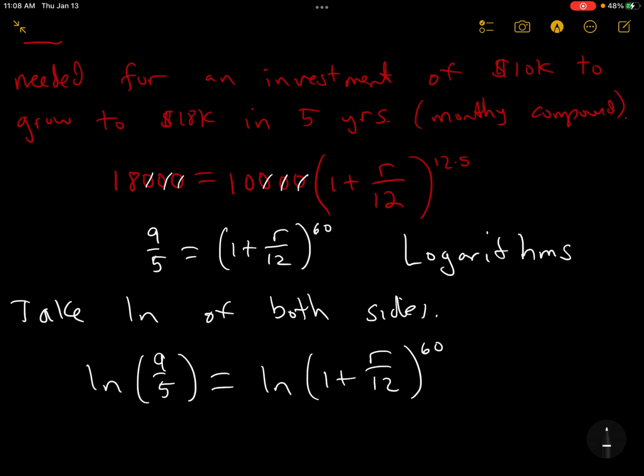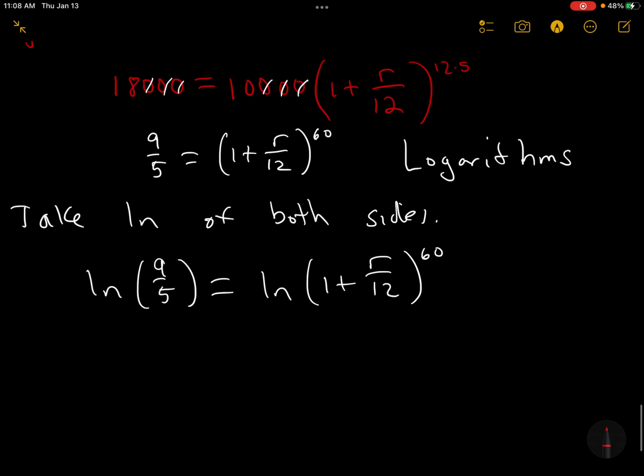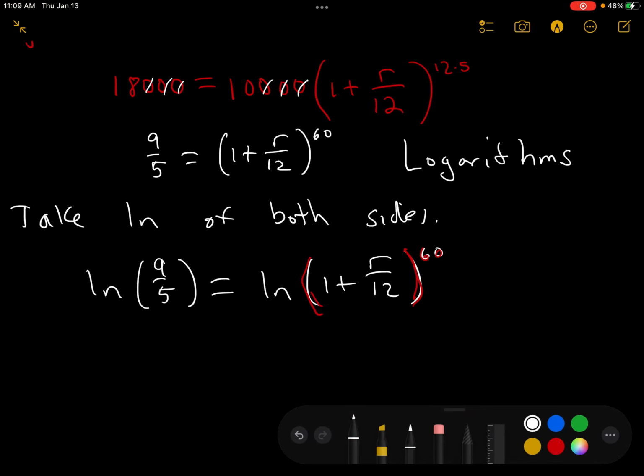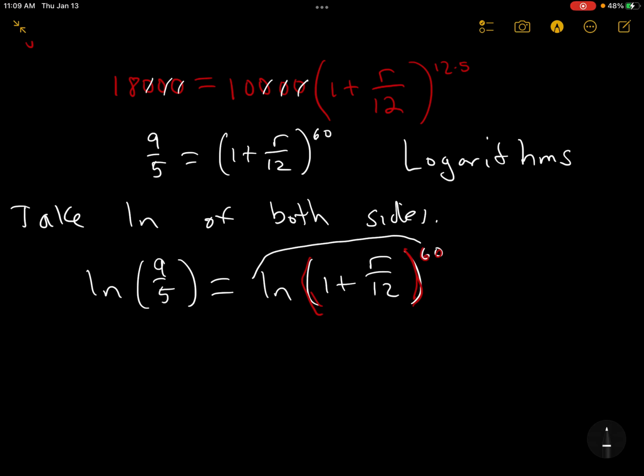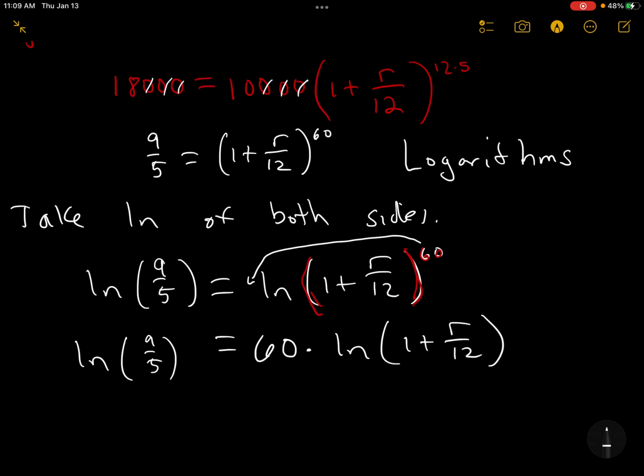Okay, and so now we use some rules of logarithms here, which you may have forgotten. One of which says that when you have the ln of an argument to a power, the power comes out front. So this guy can shoot all the way out front here. So this right-hand side becomes 60 times the ln of 1 plus R over 12. And that equals the ln of 9/5 on the left here, okay? And so we're getting closer. Now we can divide both sides by 60.